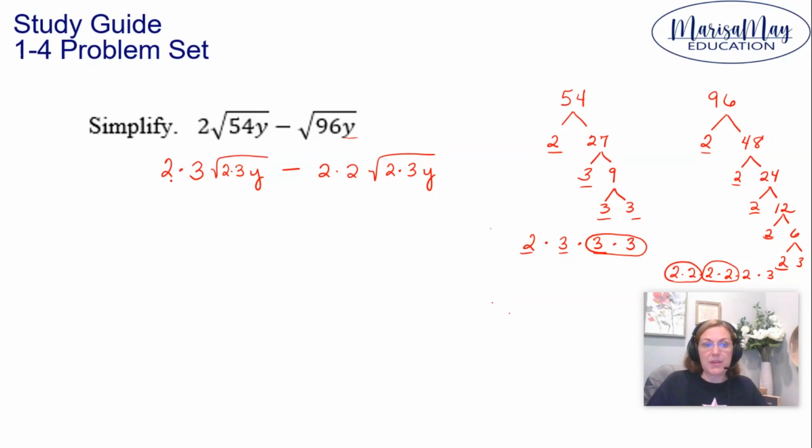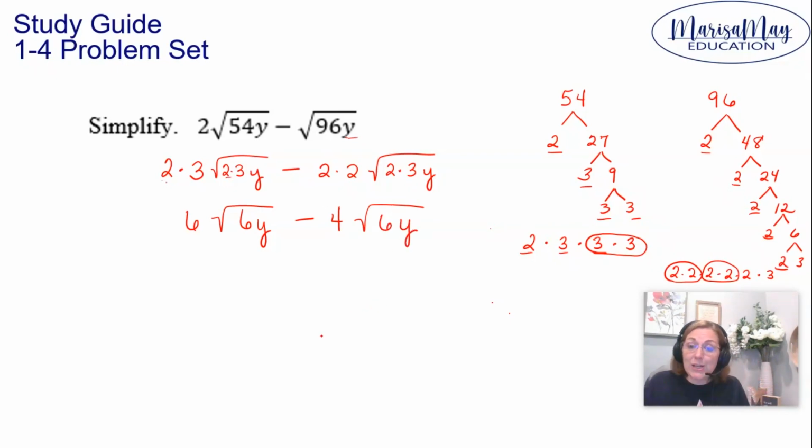Okay, let's clean it up a little bit. 2 times 3 on the outside gives me 6 times the square root of 2 times 3 on the inside gives me 6y, minus 2 times 2 is 4, square root of 2 times 3 on the inside is 6y. Notice what is underneath the square root is now the same. Only when what is underneath the square root is the same can we subtract or add the numbers in front. So 6 minus 4 becomes 2 square root of 6y.